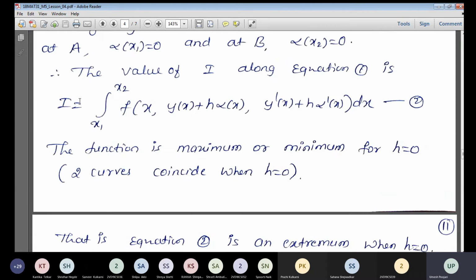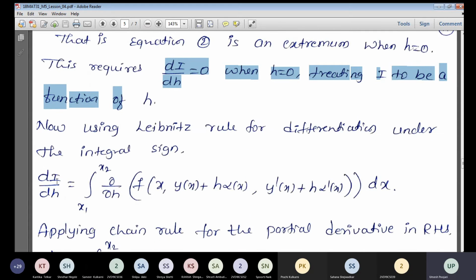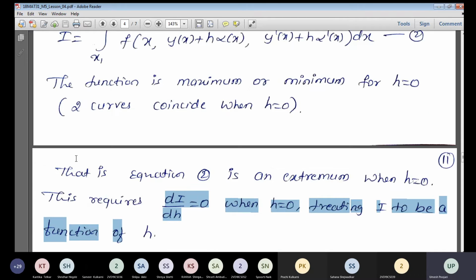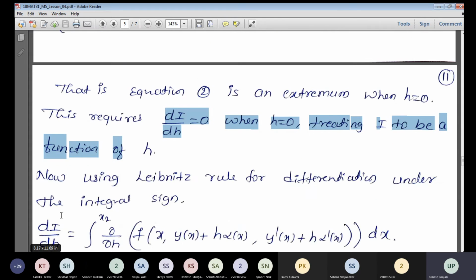So here you just see, on the left hand side you have I, and on the right hand side your integration is with respect to which variable? x. So apart from this variable x, which constant do you have on the right hand side of equation 2? We have x here, x is a variable, y of x is also a variable, alpha of x is also a variable, that is a function. Apart from these three, which is the constant other than the variable x? That is h. So h is the constant. So you have to differentiate the left hand side I with respect to that constant h. On the left hand side we don't have any integral, so the derivative of I with respect to h is dI by dh.